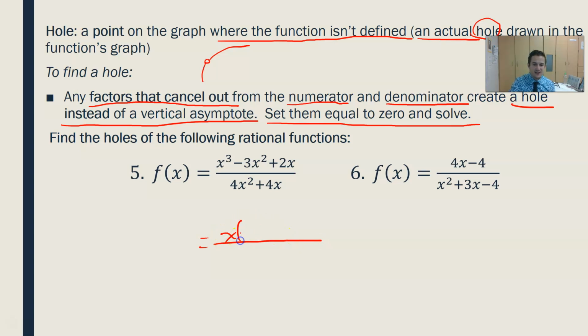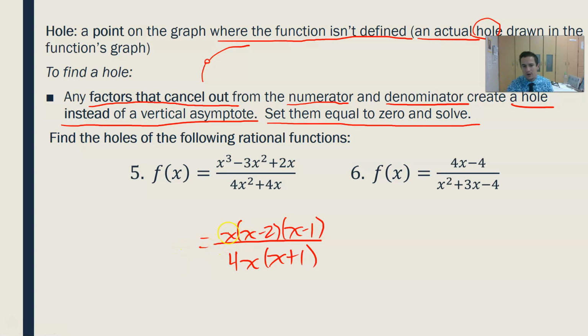Let me write out the factors again. x times (x minus 2) times (x minus 1) over 4x times (x plus 1). Okay, so to find the holes in this graph, the holes in this function, I'm trying to find where the function isn't defined. So I'm going to look at any factors that would cancel out in the top and in the bottom, the numerator and the denominator.